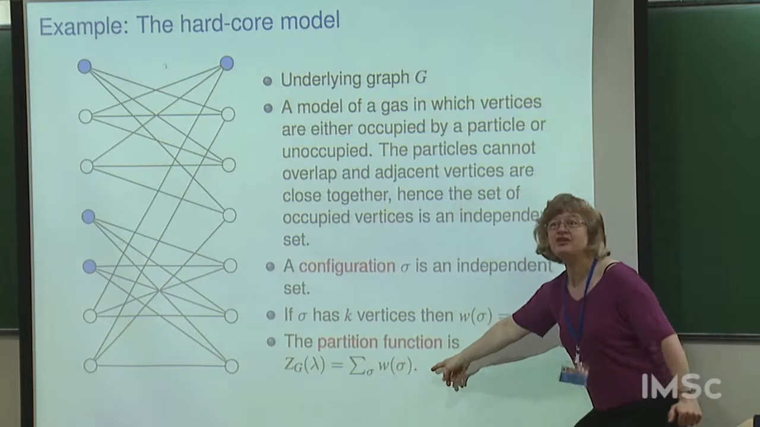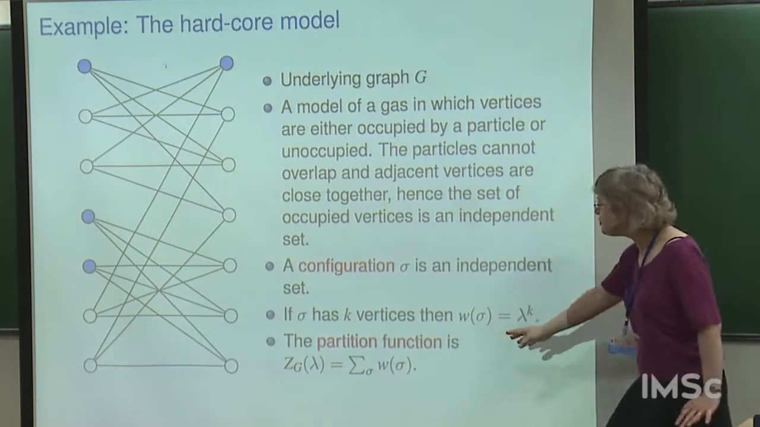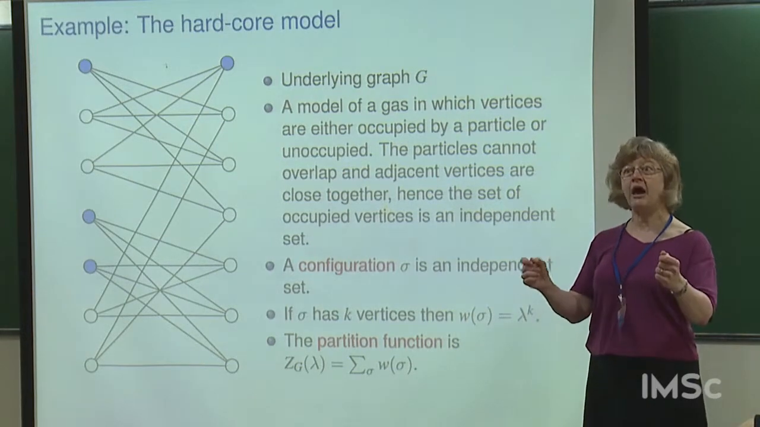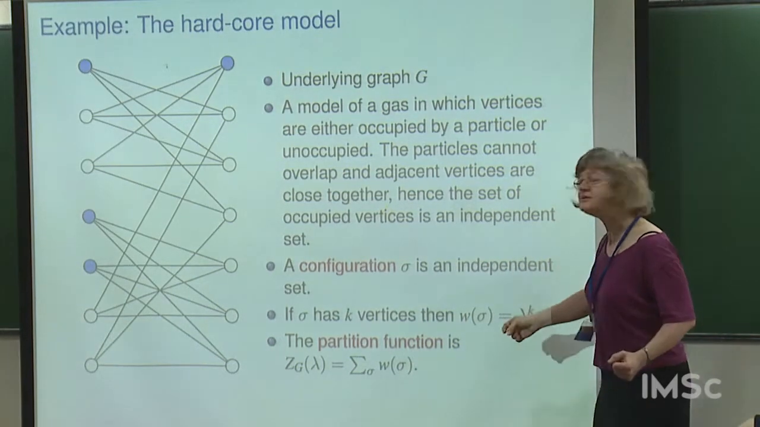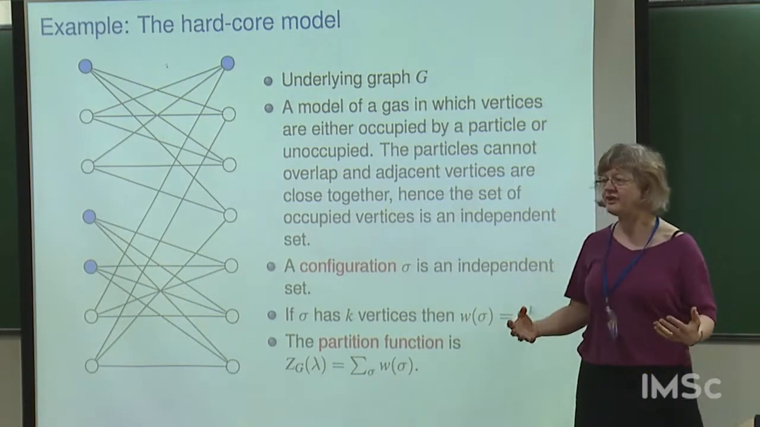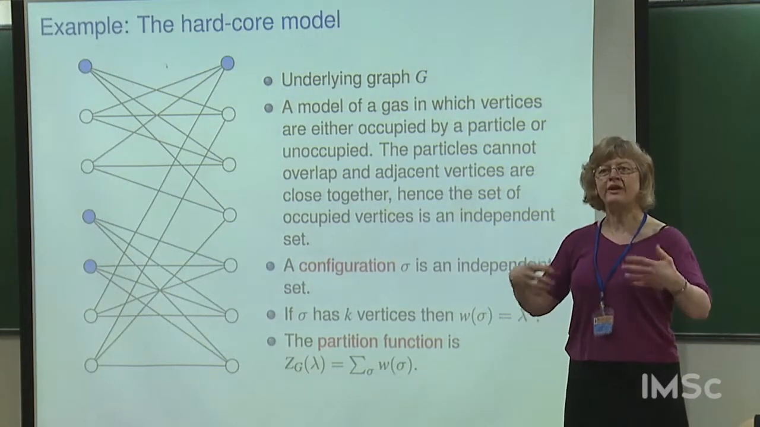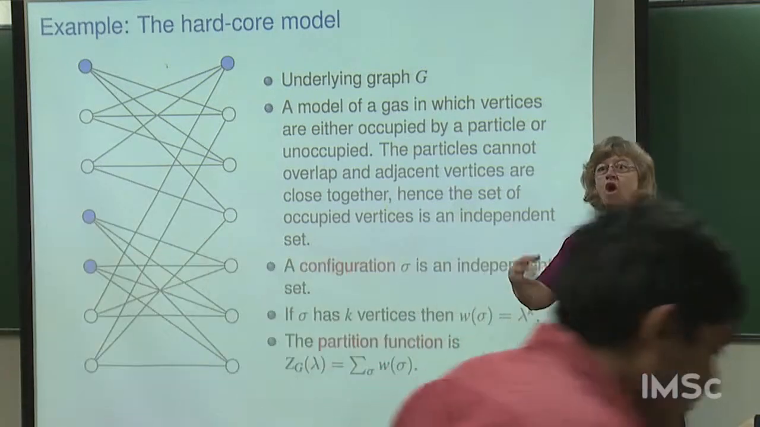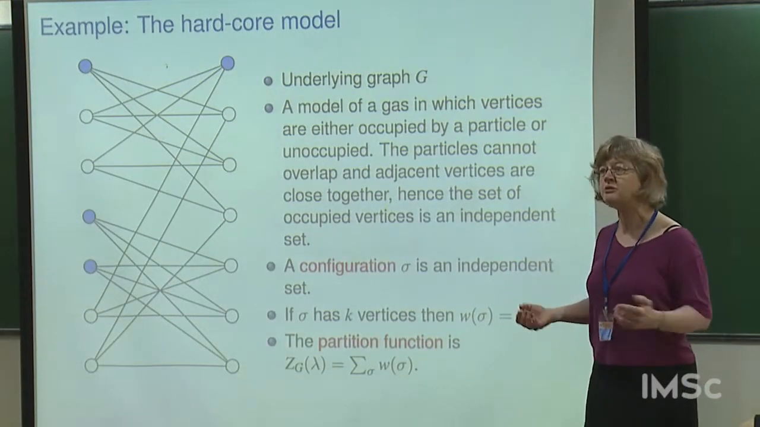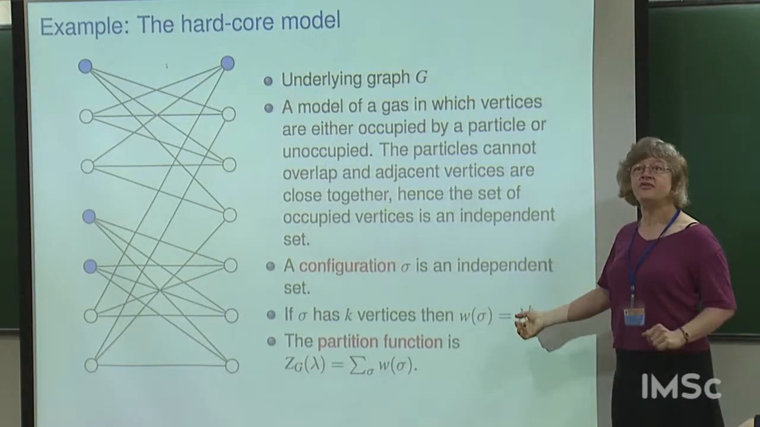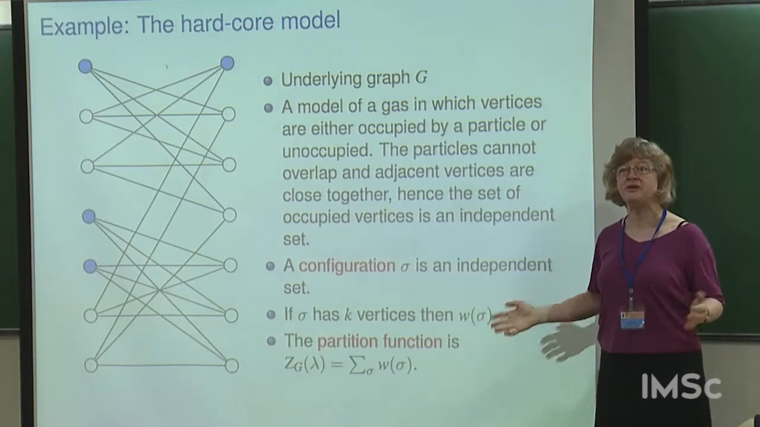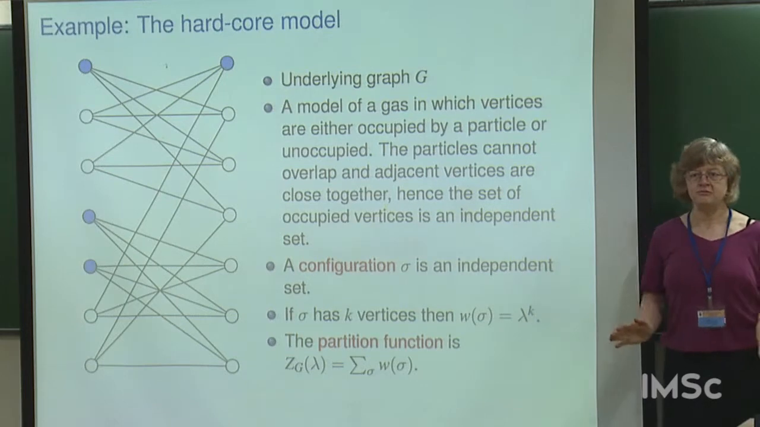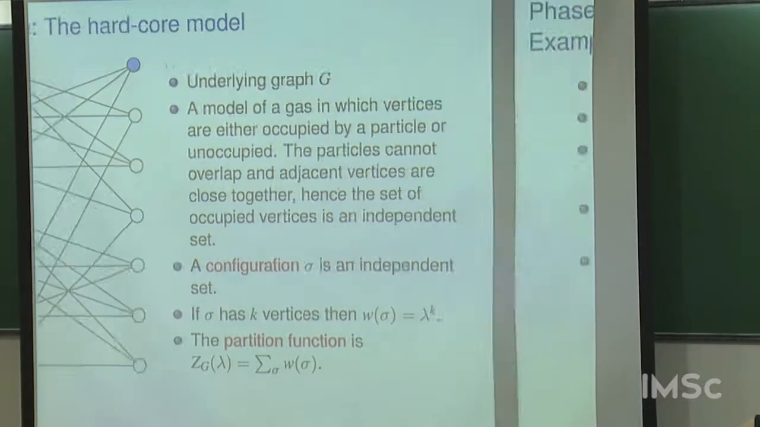And then the partition function, I'm sorry how low it is, but if you can't see it, I'll just tell you: it's the sum over all configurations of the weight of the configuration. So it's the generating function, enumerating all configurations by weight. That's the partition function. If I take lambda equals 1, the partition function would be the number of independent sets. Is that good? Okay, so that's the model.